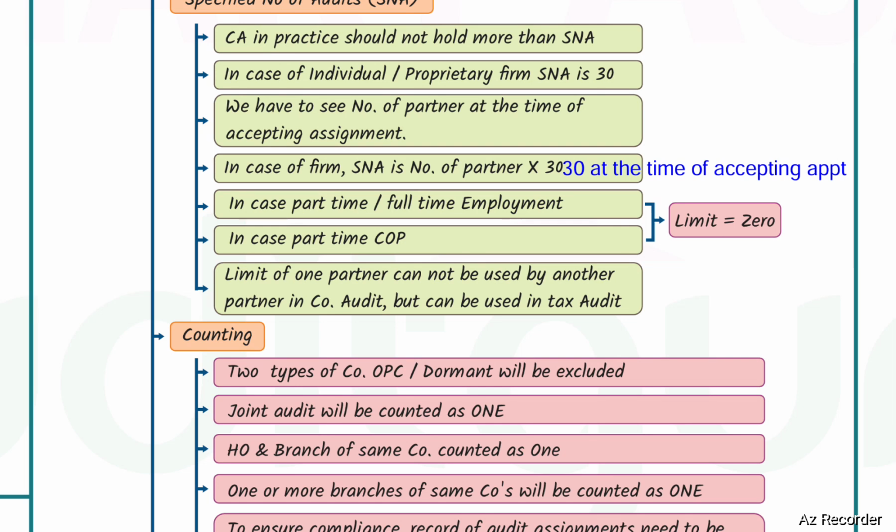In case of a firm, the specified number of audits is number of partners into 30. 30 should be checked at the time of accepting the appointment. In case of part-time or full-time employment, the limit will be 0. In case of part-time COP, the limit will be 0.